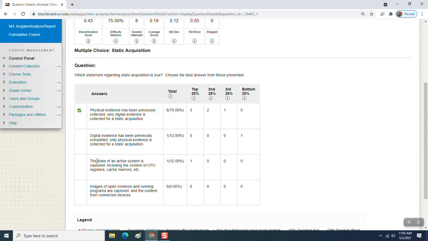All right. The state of an active system is captured. That's live acquisition. So that would not be associated with static acquisitions, including the content of CPU registers and cache memory. That's all live acquisition, not static. So this would be a great answer if the question read, which statement regarding live acquisitions is true? This would be the choice you'd want to select.